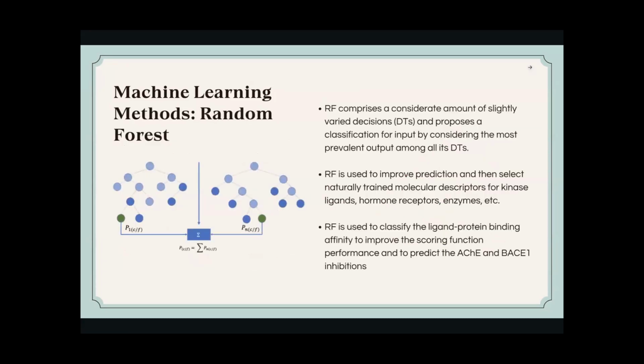And secondly, the random forest algorithm is also commonly used. It comprises a considerable number of slightly varied decision trees and proposes a classification for input by considering the most prevalent output among all its decision trees. And random forest is used to improve predictions and select naturally trained molecular descriptors for enzymes, hormones, receptors, and so on. And it is also used to classify the ligand-protein binding affinity to improve the scoring function performances and to predict multiple inhibitions of multiple proteins that are involved in the Alzheimer's disease progression process.